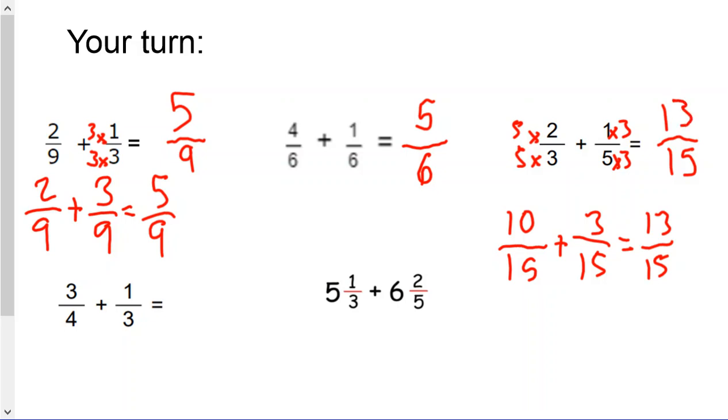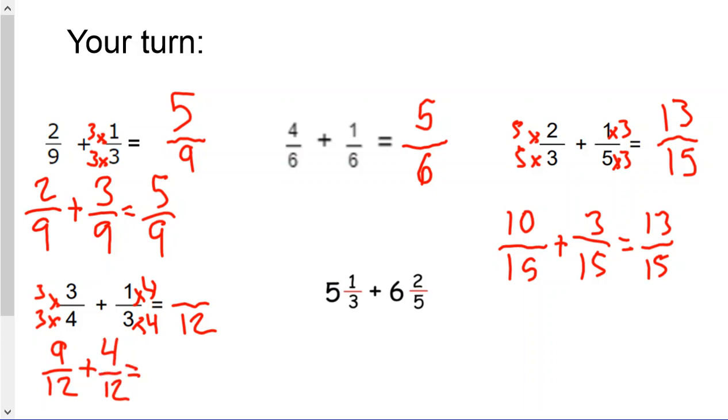All right, down on the bottom, 3/4 plus 1/3. All right, common denominator is, I'm going to multiply the denominators together to get my new denominator, or my common denominator, which is 12. Okay, so times 4, times 4, times 3, and times 3. So now we have 9/12 plus 4/12. And if we add those together, we get 13/12.